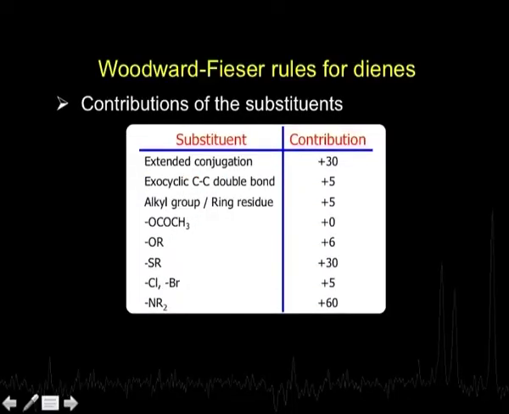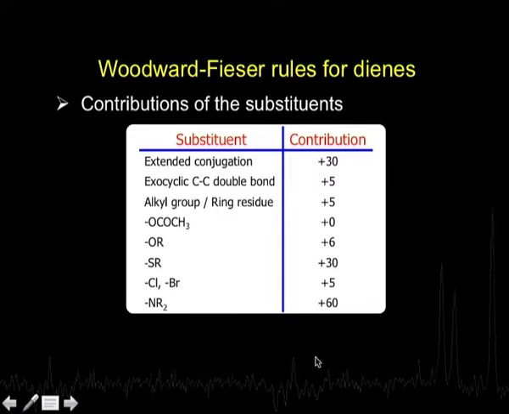Then the next aspect is: what is the contribution of the substituents there. So, this is the following table which lists different kinds of substituents and their contribution. What we see is that if you got an extended conjugation, the contribution is very significant, as I mentioned earlier, about 30 nanometers. Suppose you got an exocyclic carbon-carbon double bond, it is about +5. Alkyl group or a ring residue, we got 5 nanometers again. OCOCH3 has no contribution, OR and so on and so forth.